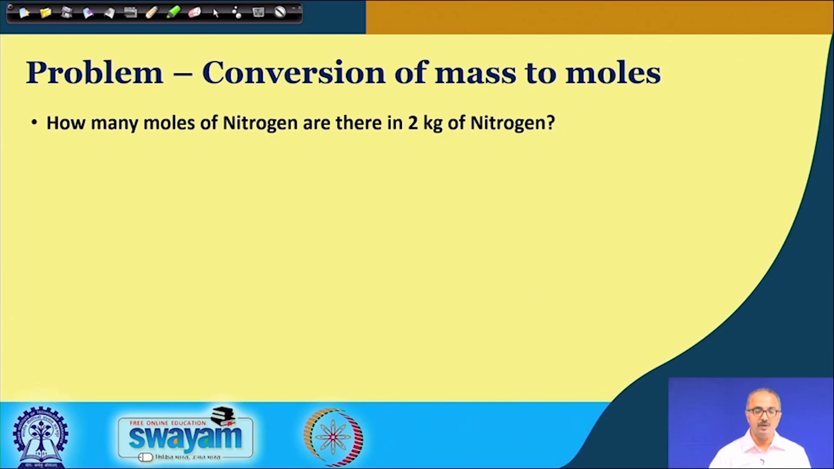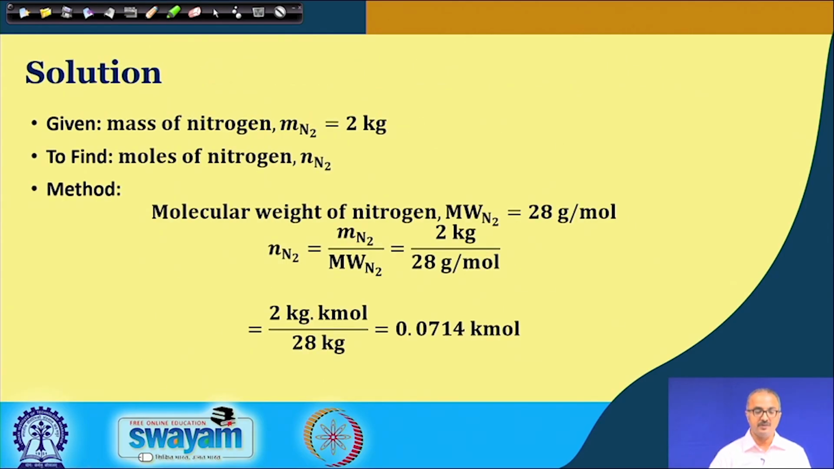Next, we are coming to conversion of mass to moles. So, here we have been given that 2 kg of nitrogen is there. So, how many moles does it make? For this what we need? We need to know the molecular weight of nitrogen, which is 28 gram per mole. So, to know the number of moles of nitrogen, what we do? We simply divide the mass of the nitrogen with the molecular weight of nitrogen, and by putting these values we find it is coming about 0.0714 kilomole.